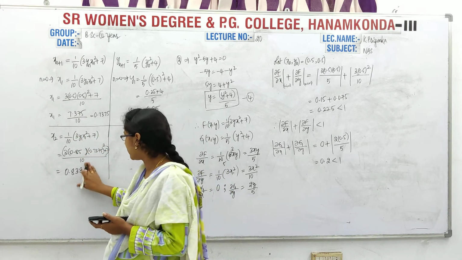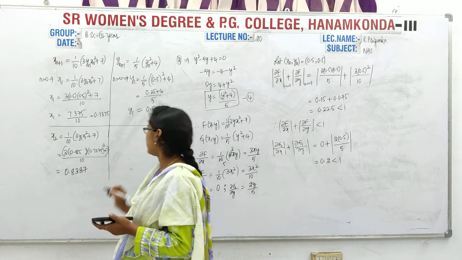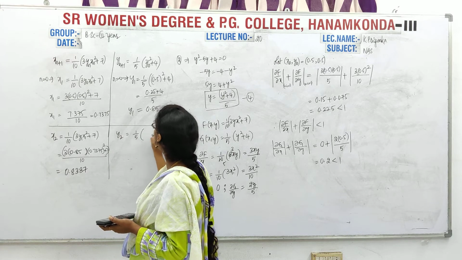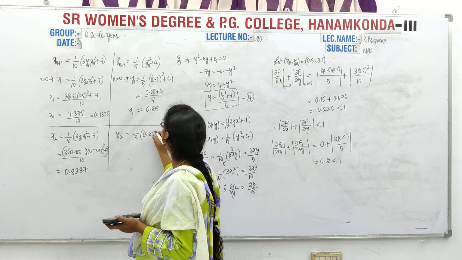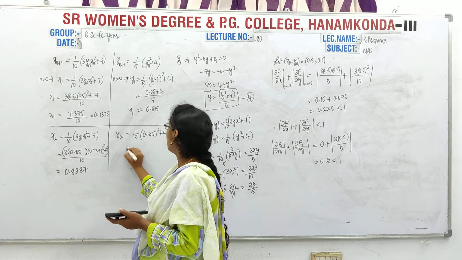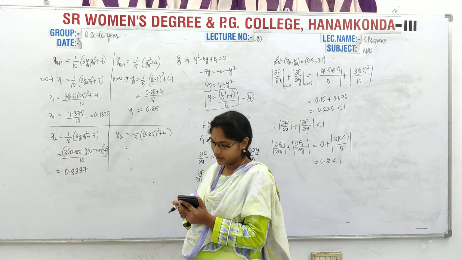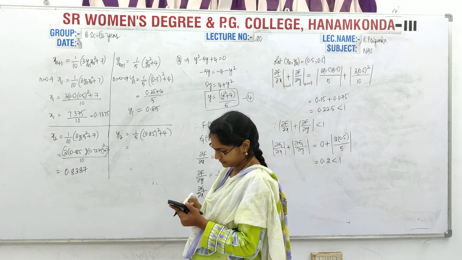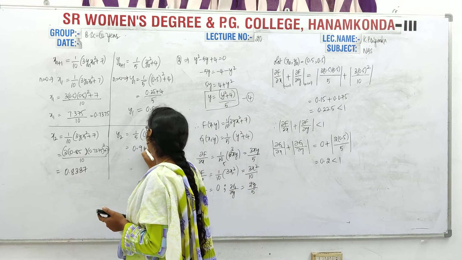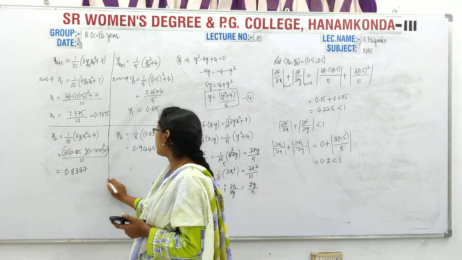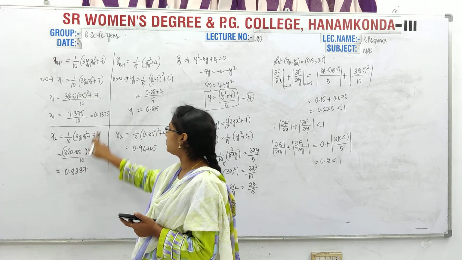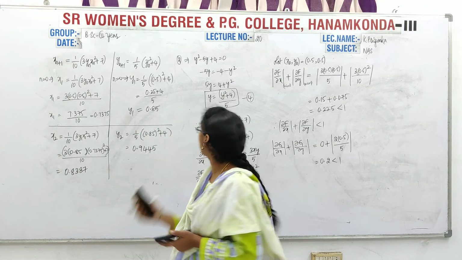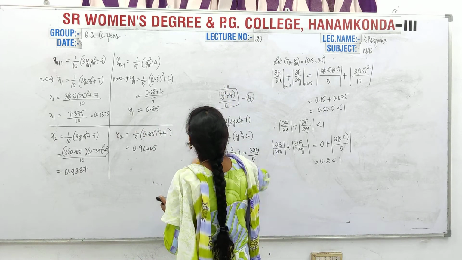So I am taking that 0.8387. Next, y2, that is 1/5 of y1 is 0.85 whole square plus 4. Now calculate 0.85 whole square plus 4 divided by 5. 0.9445. Now compare again. It is 0.8387 and it is somewhat different. And here 9 and here 8. Again we have to go for the next iteration.